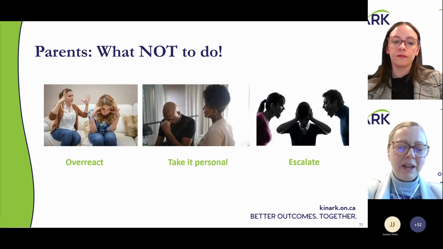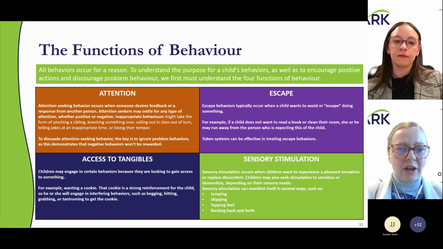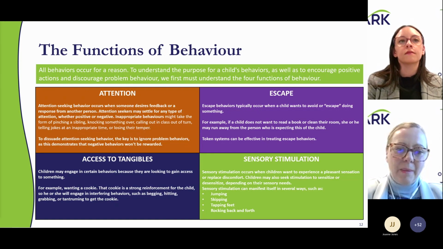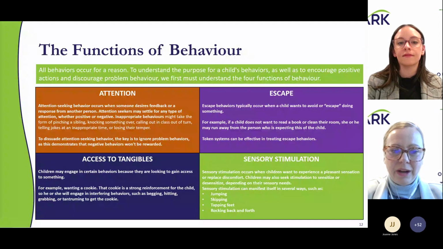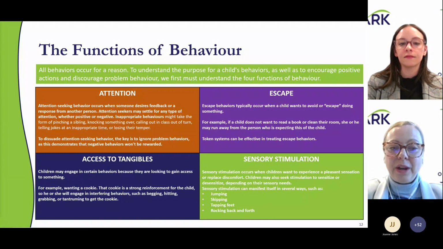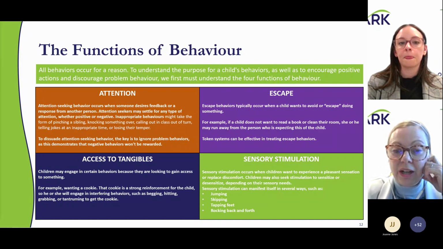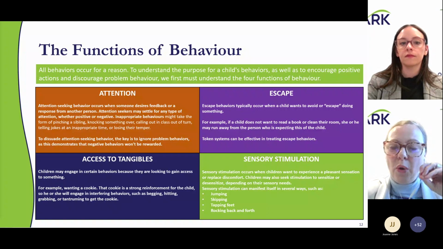So next slide, please, Marlena. So the functions of behavior, there were some folks that wanted to talk a little bit about that. There are 4 areas that children and youth seek about the functions of behavior. And those 4 areas are attention, escaping, access to tangibles, and sensory stimulation. So attention-seeking behavior occurs when someone desires feedback or response from another person. So that's their goal as a child or youth, that they want the attention of, whether it's the parent or other people.